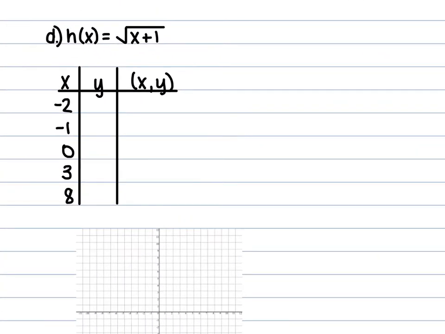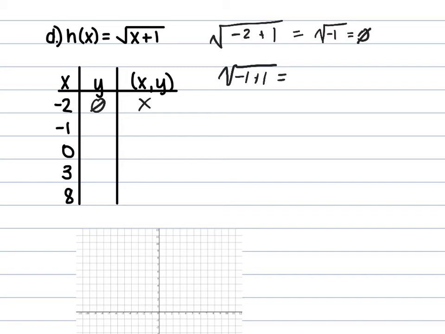All right. The square root of x plus 1. So we get negative 2 plus 1. What does that give me? Negative 1, so you can't do it. The square root of negative 1, which is no solution. Okay, so it's no solution, and we're not going to do that. And then we're going to do negative 1. So the square root of negative 1 plus 1, which is? Square root of 0, which is? 0. So we get the coordinates negative 1, 0.